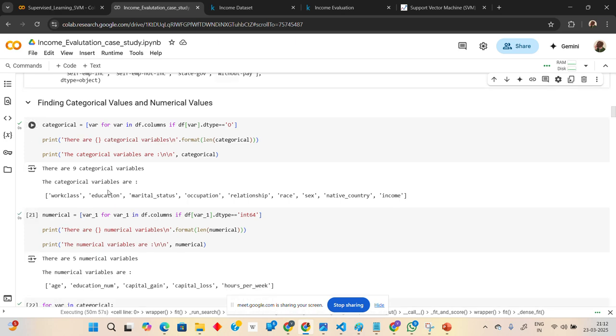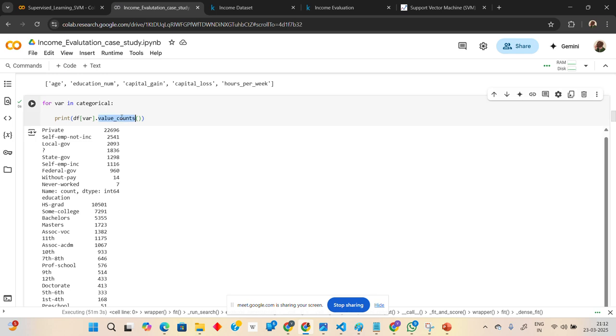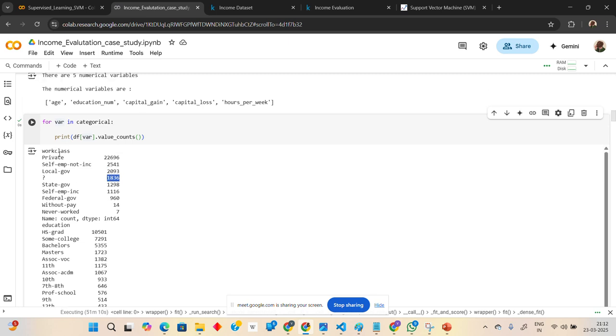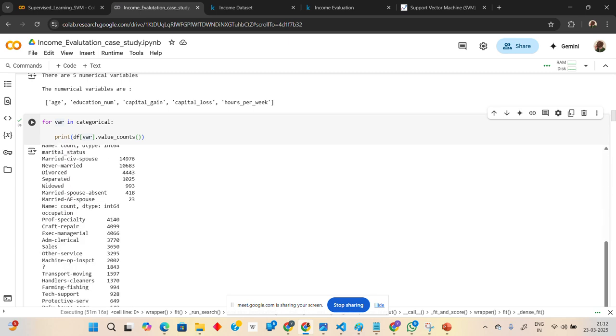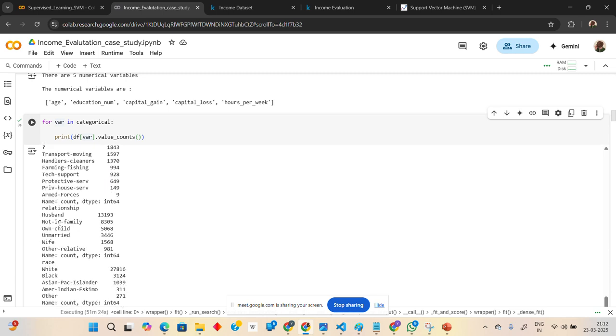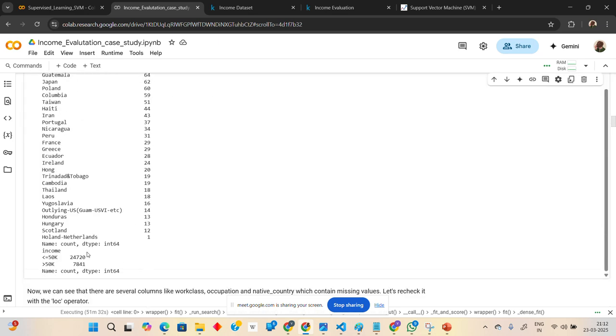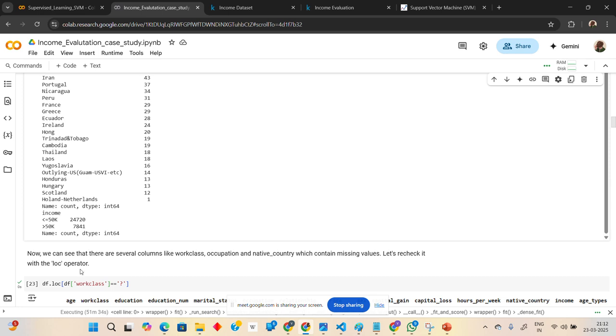I wanted to know how many times it repeated. So here is the code, where you can run a for loop and use value_counts for every categorical value so that you will get to know how many times it repeated. See, in the work class column, this question mark repeated 1836 times. Similarly, there is one more question mark, 1843 times repeated in the occupation column. And then native country is one more column where I have question mark. So that's it, three different columns are having question mark.